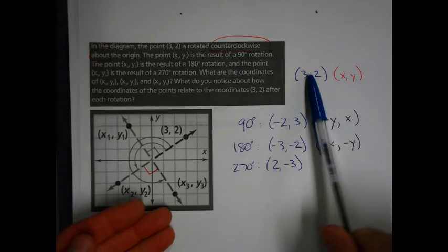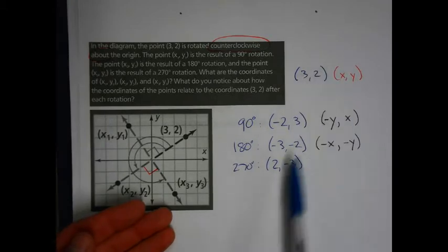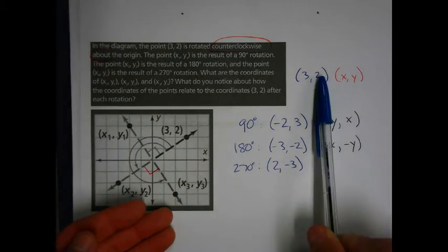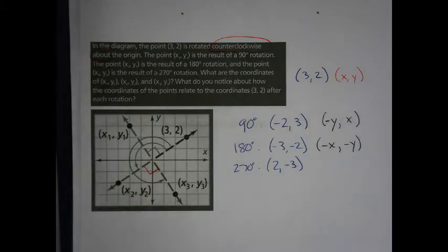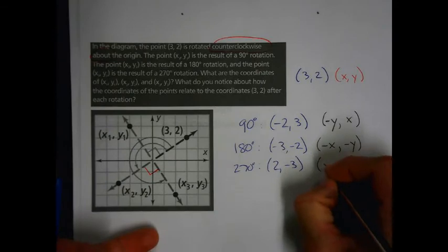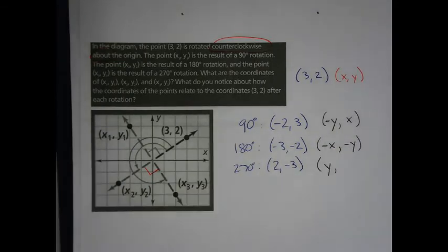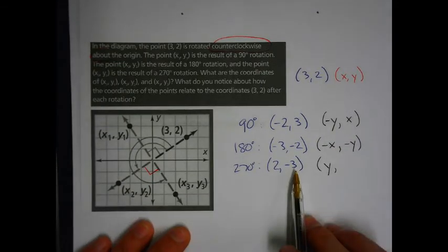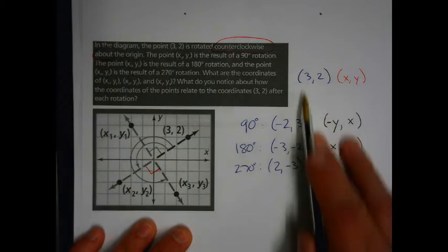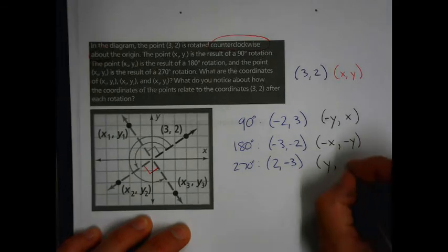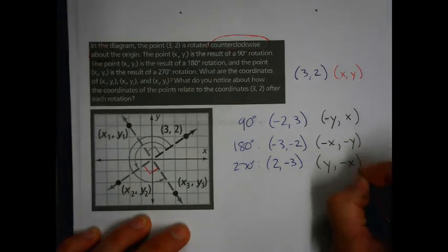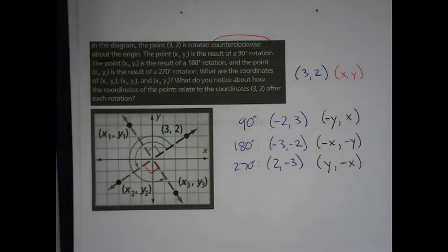So we have our old ordered pair and the new ordered pair. It looks like our new x is the old y. And what's the new y? The new y is the opposite of the old x. This is some interesting stuff happening here, right? You should be saying, whoa, Mr. Katz, that's pretty awesome. And I would totally agree with you.